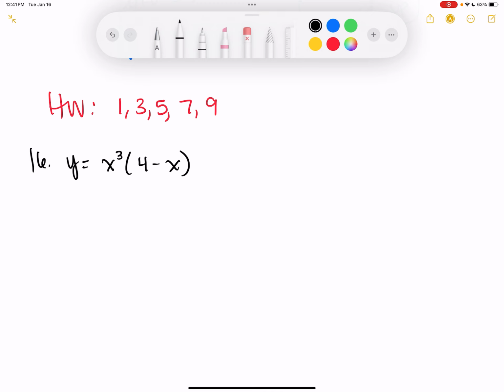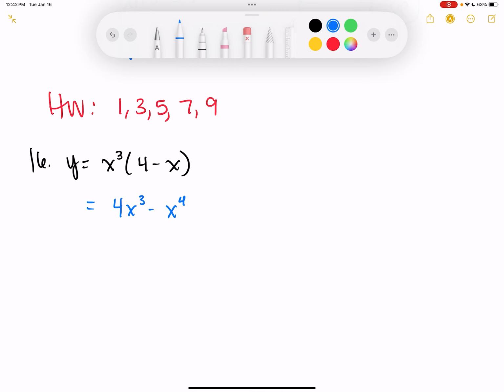Now, what might I need to do first? Distribute. I would distribute first because otherwise I have to do a product rule and that just sounds miserable. But I can distribute and avoid having to do a product rule. So this is going to be 4x cubed minus x to the 4th.